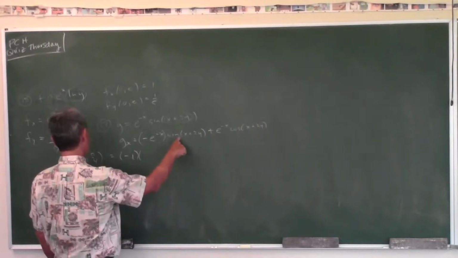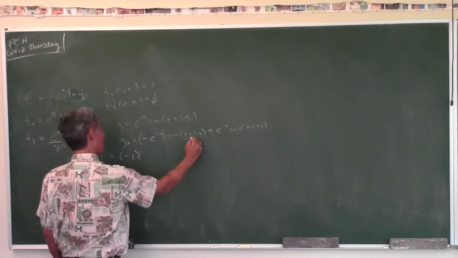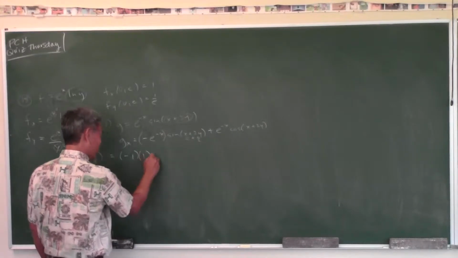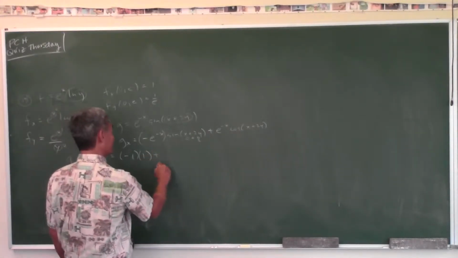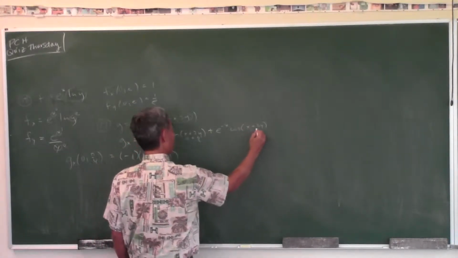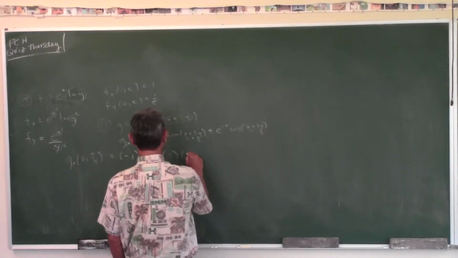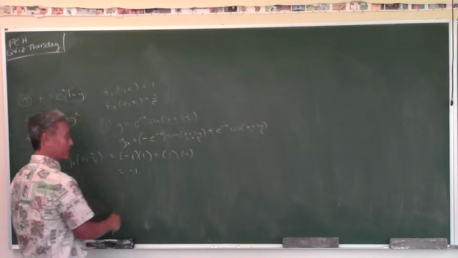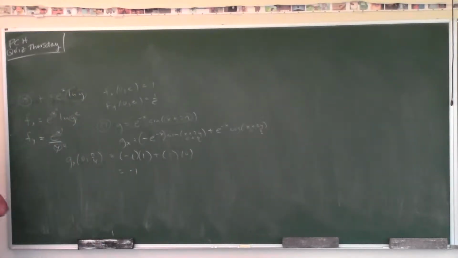Okay, sine of 0 plus pi over 2, that's 1. Plus e to the 0 is 1. Cosine of 0 plus pi over 2 is 0. So negative 1. No, but the answer said 0. Yeah, the book is wrong then. Oh, really? Zero. Okay, that's the correct answer.